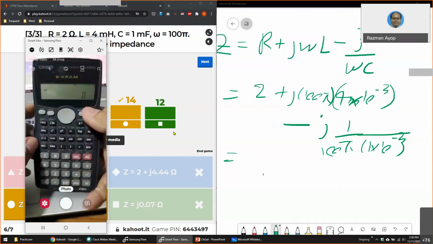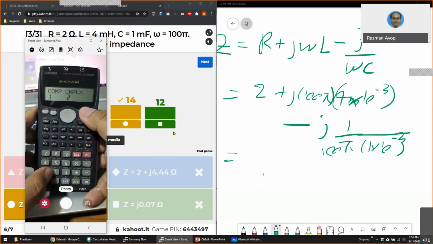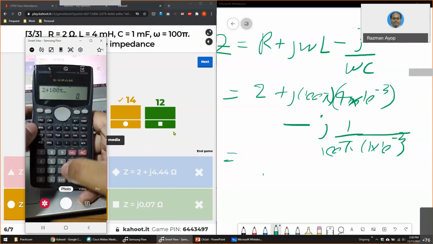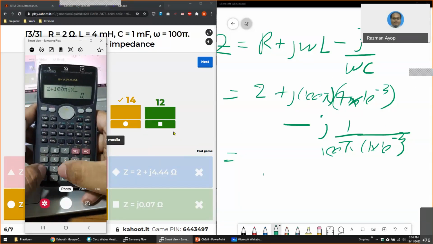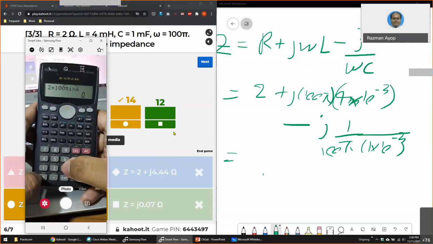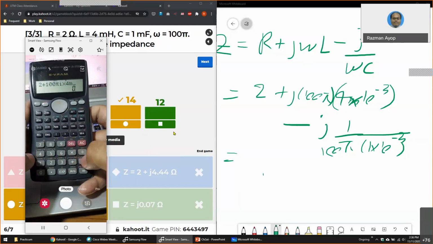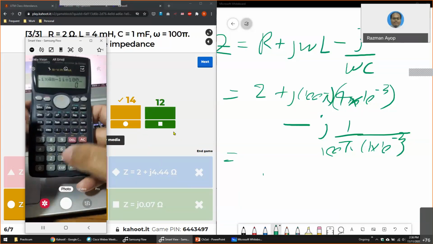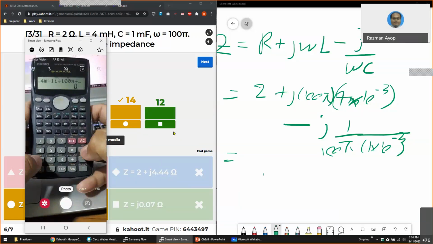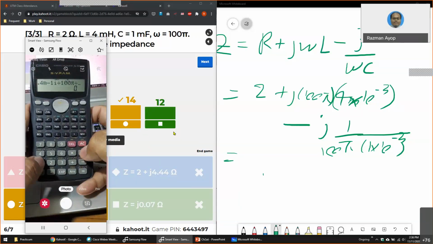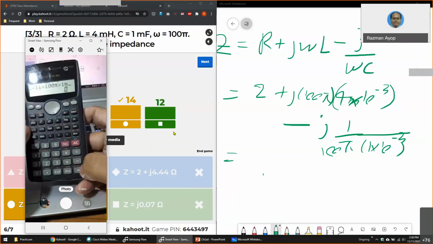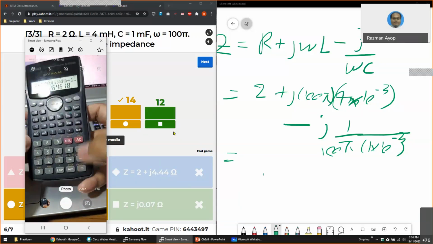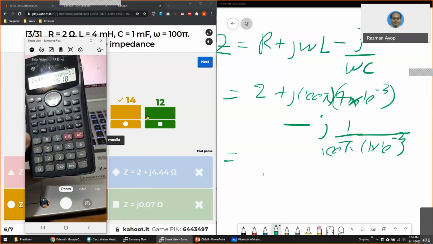If you use this calculator, make sure you are in complex mode first. So 2 plus 100 pi J multiplied by 4 milli. Then minus 1 J, divided by 100 pi, divided by 1 milli. So you get 2 and then negative 1.93. So this is the answer.